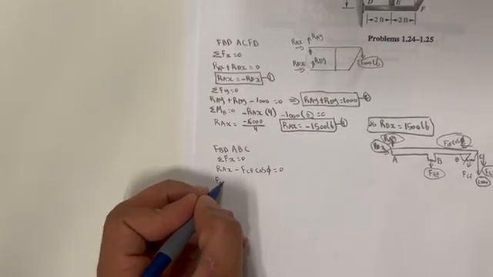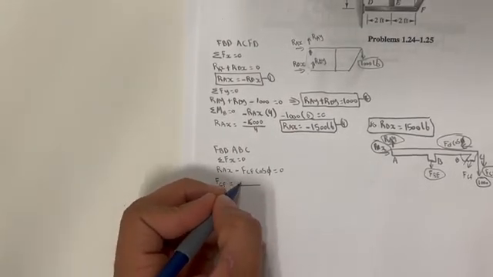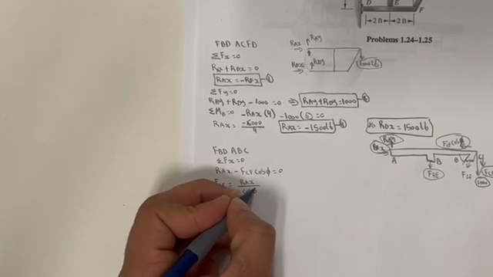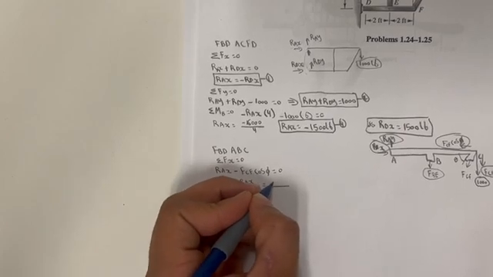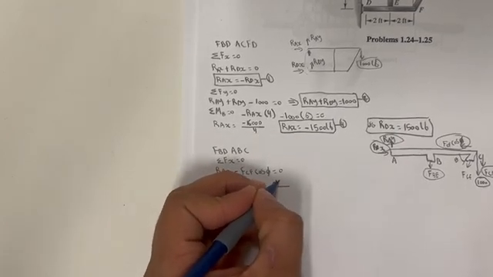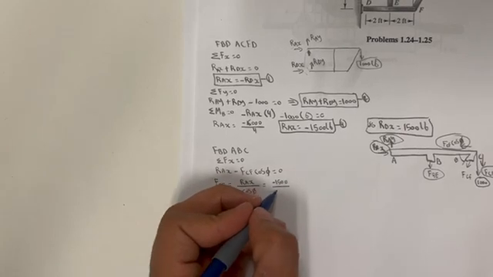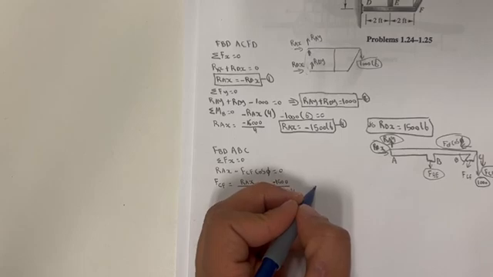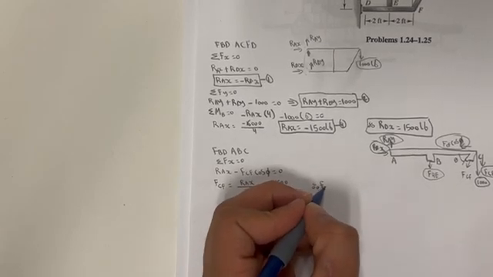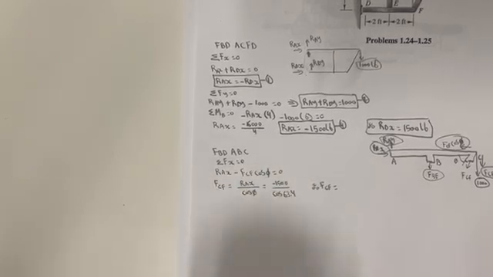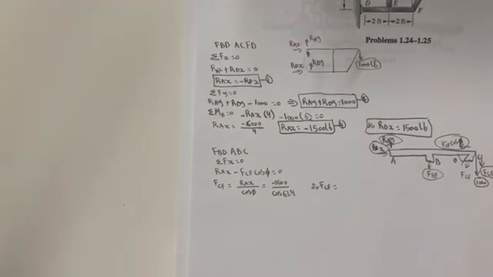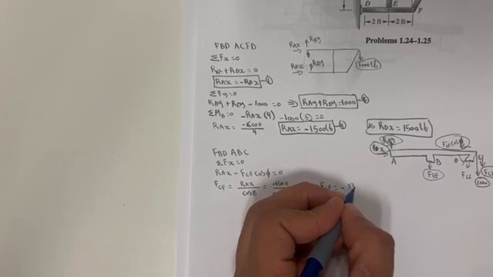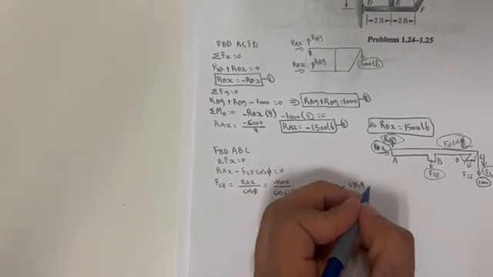So FCF equal RAX over cosine phi, which is equal, RAX was negative 1500 over cosine 63.4. Therefore FCF equal, as calculated, negative 3354 lb.